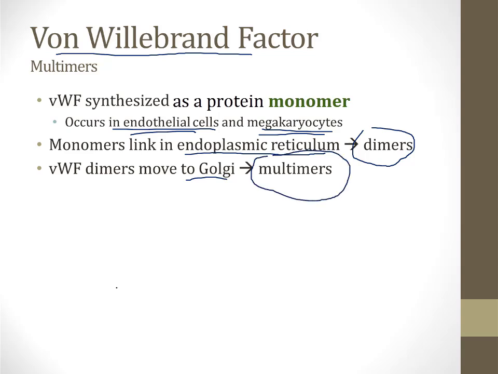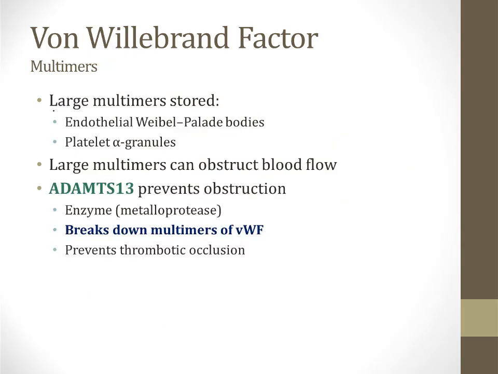So you should think of von Willebrand factor as a collection of polymers that are linked together to form these large multimer structures. The large multimers are stored, as I mentioned on the last slide, in the Weibel-Palade bodies of endothelial cells and also in the alpha granules of platelets. When they are released into the plasma, these large multimers can obstruct blood flow.